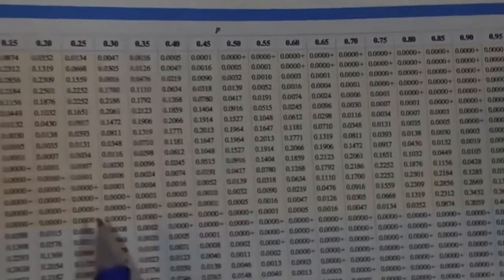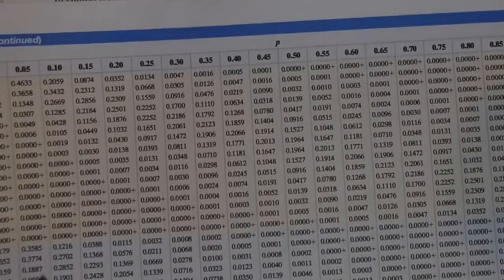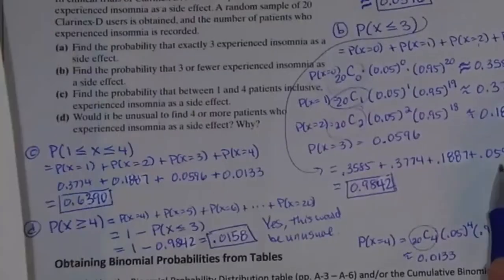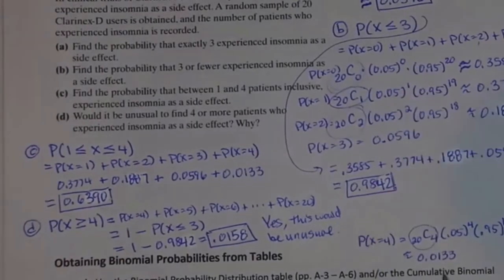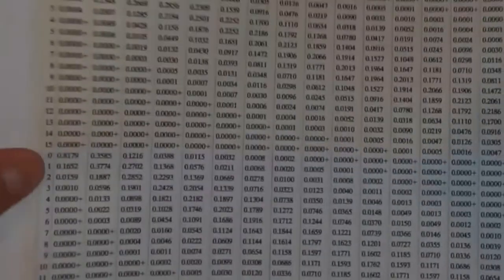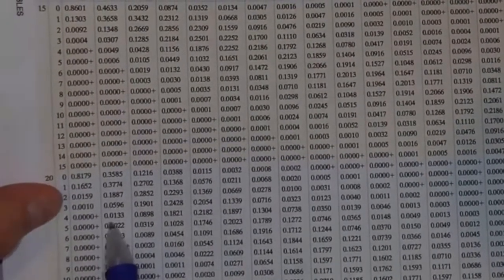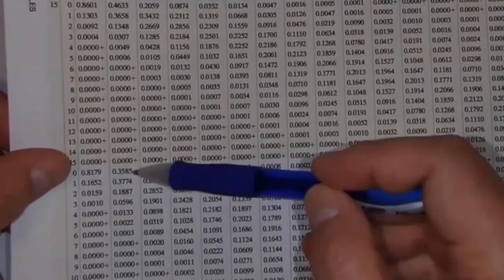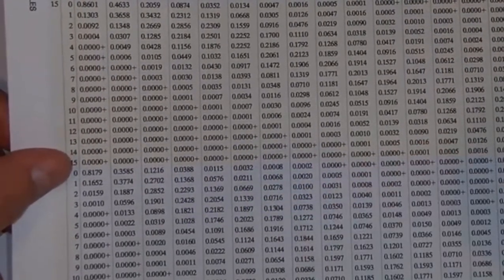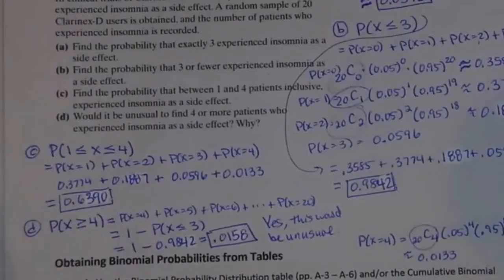Anyway, so 1887 is what that would be. 0596, we calculated that right there or up here, okay? And then for x equals 4, we have 0133, which is right here in the table. So again, my point is that we can look those probabilities up in the table instead of having to actually use that formula, which is going to make things a lot quicker for us and less apt to make one mistake in a spot that's going to cause you to get an incorrect answer.